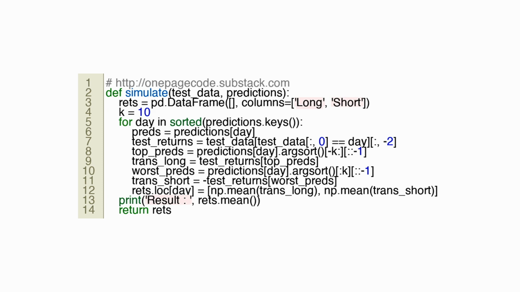The code then updates the rets data frame by adding a new row with the mean of trans long and trans short as its values, with the index being the value of day. After the loop is completed, the code prints the mean of rets and returns the rets data frame. This function essentially simulates a stock trading strategy using the given test data and predictions and returns the average returns for long and short positions.